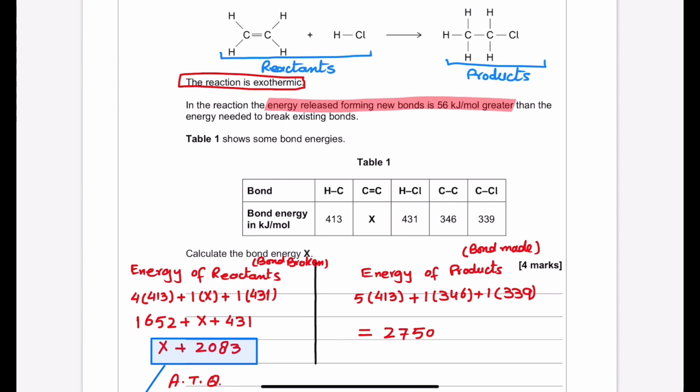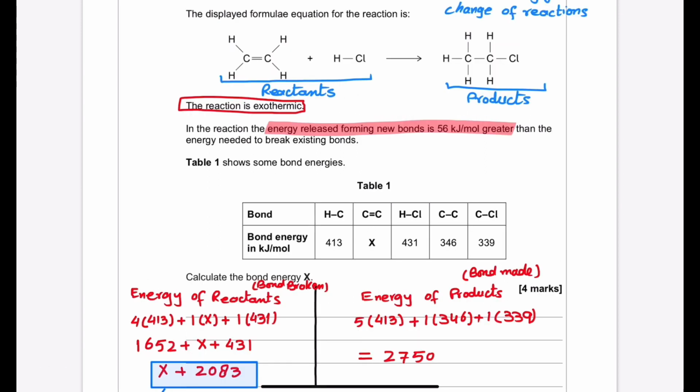We can see here on the left side the bonds between carbon and hydrogen. There are four bonds, 1, 2, 3, and 4. And energy between hydrogen and carbon is 413. So 4 times 413 plus there is one double bond, which is our X. So 1 times X plus there is a bond between hydrogen and chlorine, that is given 431, plus one bond times 431. So altogether it is X plus 2083.